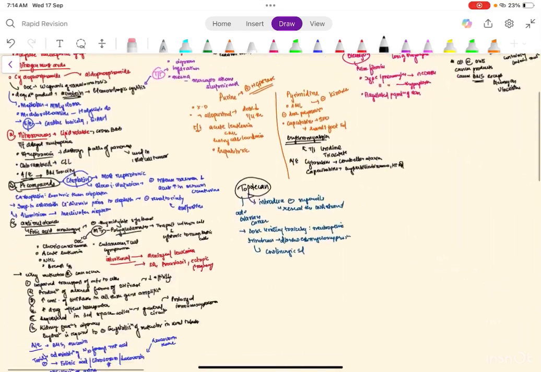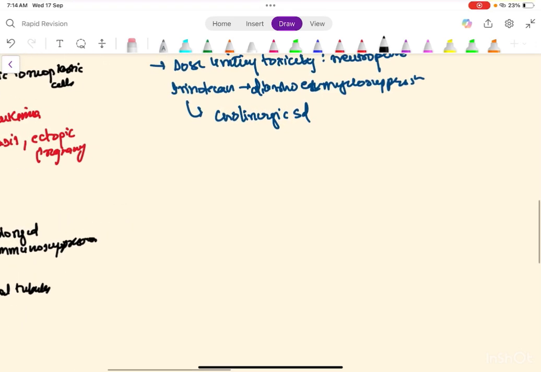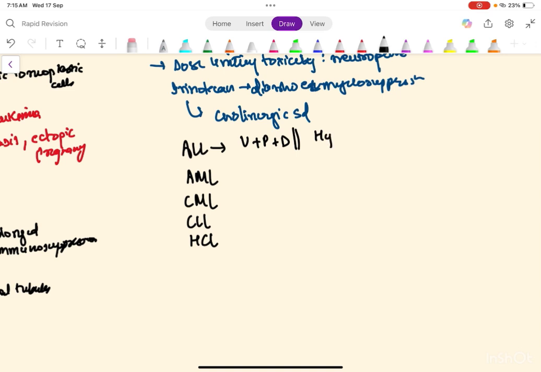Now I'll just give you some specific things that you should know about the drug of choice. Suppose we have ALL, AML, CML, and CLL. Then you have HCL, which is hairy cell leukemia. So first of all, ALL. In the induction phase you can give vincristine, prednisolone and daunorubicin. Then for consolidation you give something called hyper-CVAD, which I'll tell you.